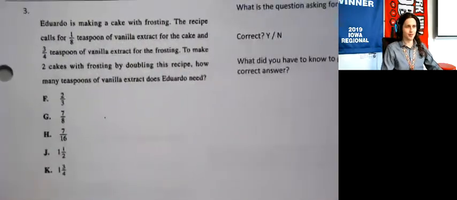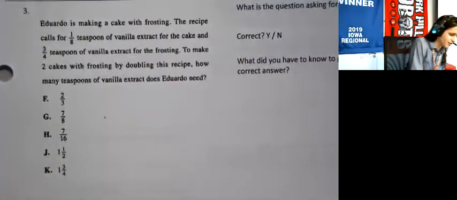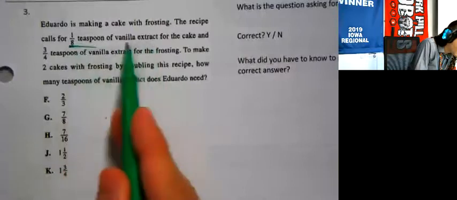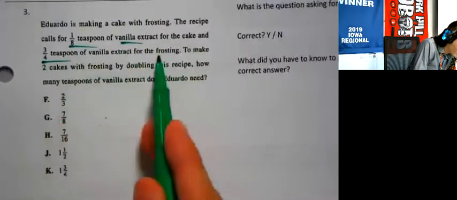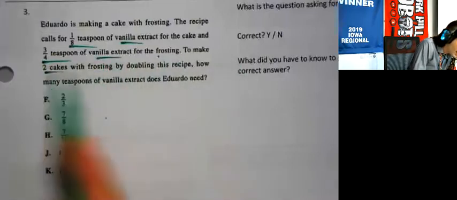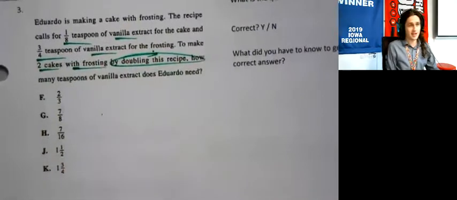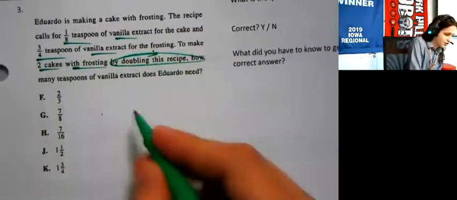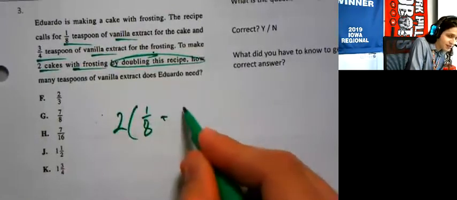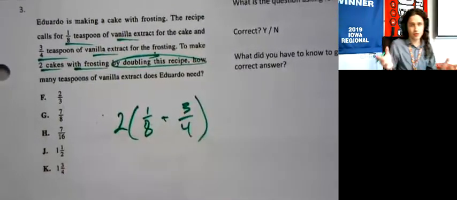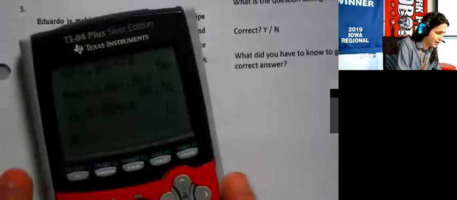We can do things like Eduardo making some cake. Do you remember how to do math, frac? Makes your life easier. The recipe calls for 1/8 of a teaspoon of vanilla extract for the cake, 3/4 of a teaspoon for the frosting. To make 2 cakes with frosting by doubling the recipe, how many teaspoons of vanilla extract does he need? Well, he needs 2 times 1/8 plus 3/4. The issue with you is maybe you're not great with fractions. Reasonable. Just put it in your calculator.